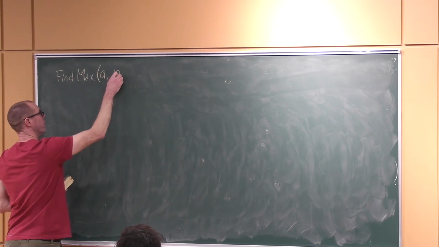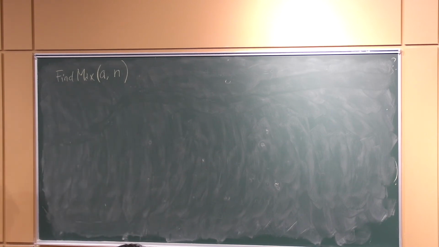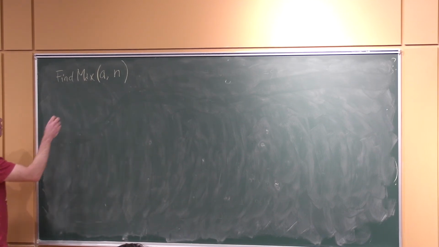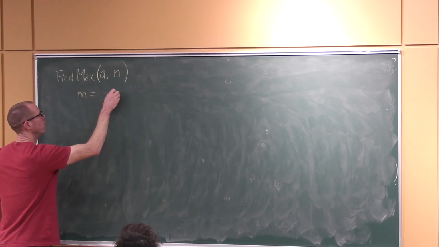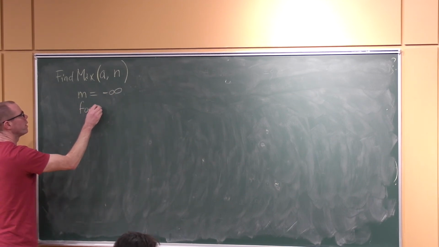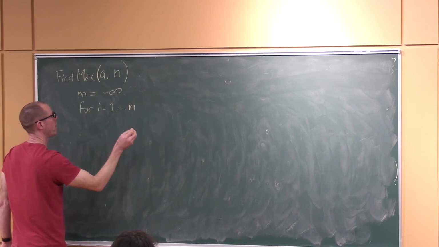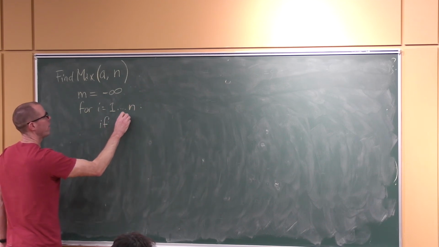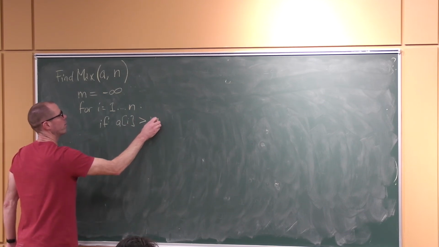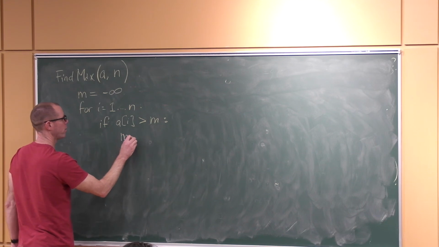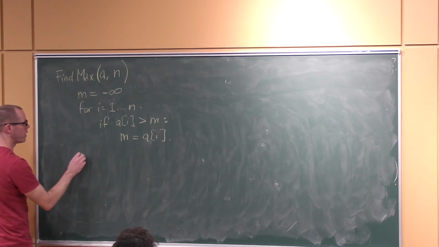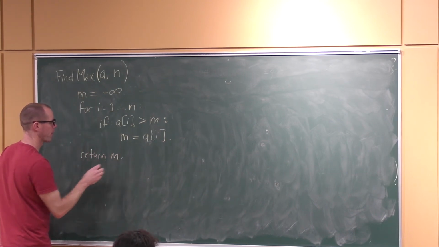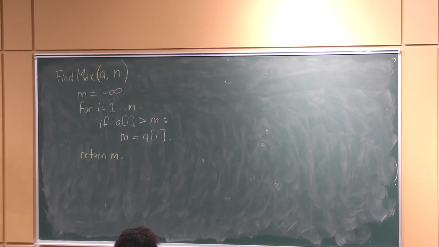Finding the max in an array A of length n. Here's the sort of thing you may have had to implement in a first year programming course. You guess that the maximum is equal to minus infinity, and then say for i equals 1 through n, if A at i is bigger than the current value of the max, then the new max is A at i. Once all of that is done, I return the max. Basic thing.